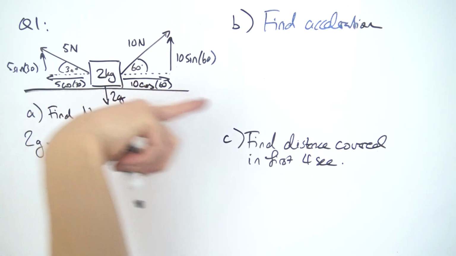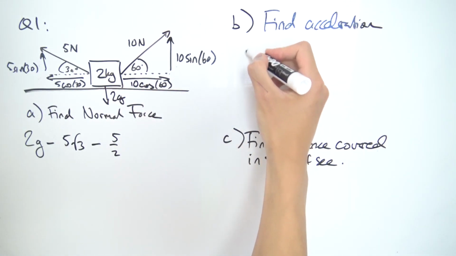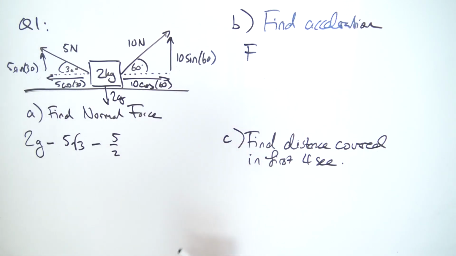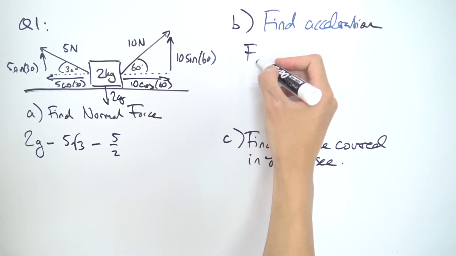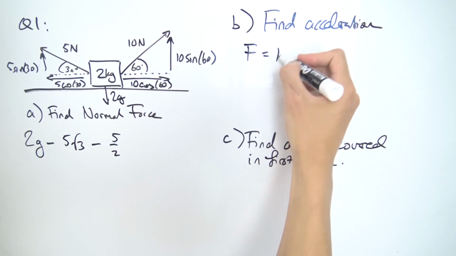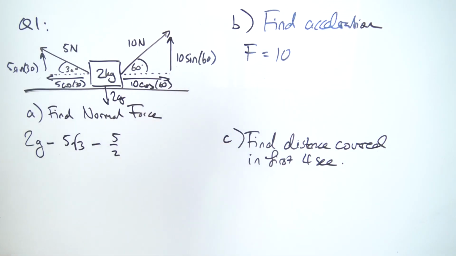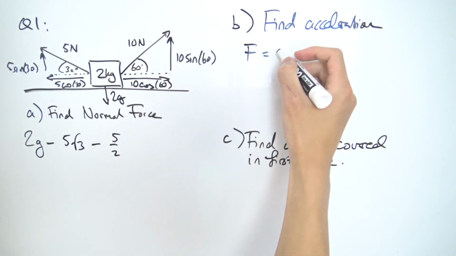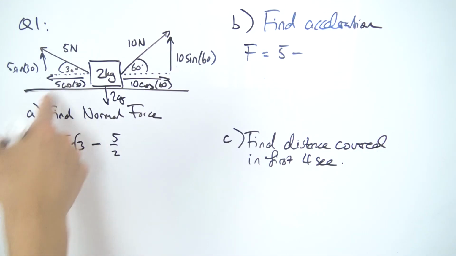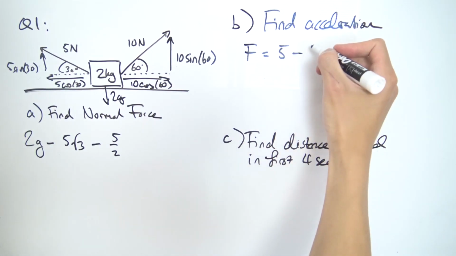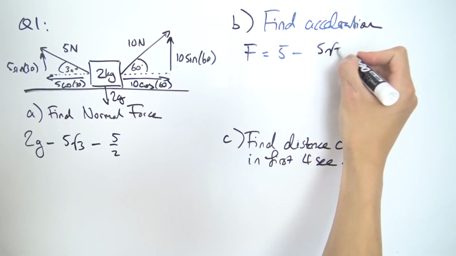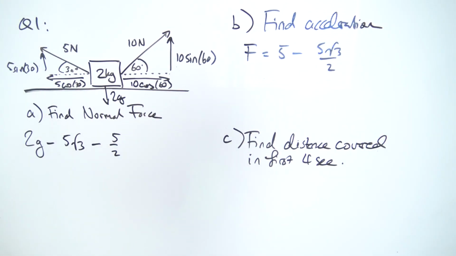Let's just guess that the block is moving to the right, so we're going to have net force is equal to 10 times the cosine of 60, but cosine of 60 is exactly 1/2, so in fact this is just 5, and then minus 5 times cosine of 30, that's going to give us 5 root 3 over 2. And now let's find the acceleration.